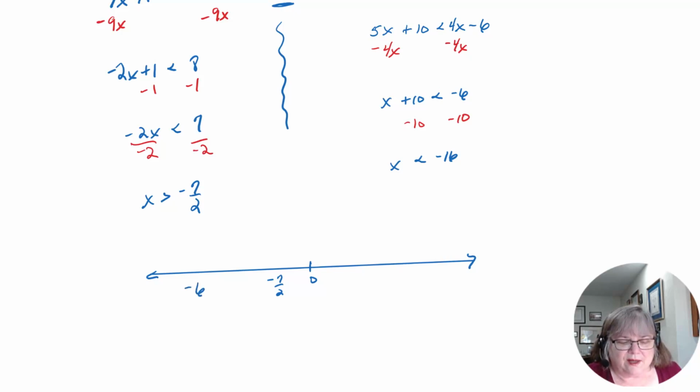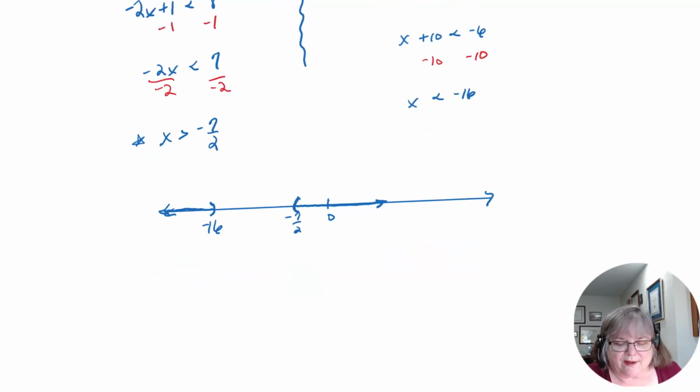So looking at this one, I want the x's that are greater than negative 7 halves. That would be this way. And we would round it because it's not equal to. And negative 16 is here. It's also less than only, as opposed to less than or equal to. So it would look like that. Maybe this will make it easier to see.